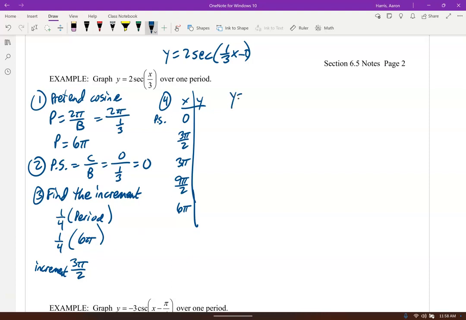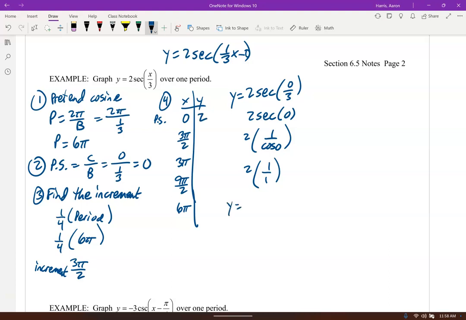Now you can just plug them in one by one. So we got 2 secant of 0 over 3, so 2 secant of 0. Well, secant's 1 over cosine, and we know the cosine of 0 is 1. So we got 2 times 1 is 2. So the point is 0, 2.